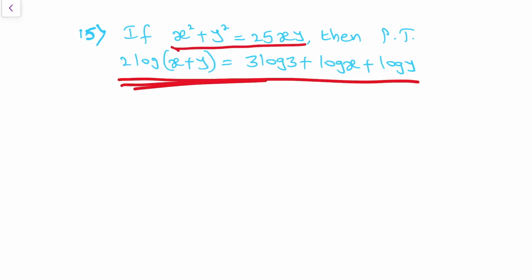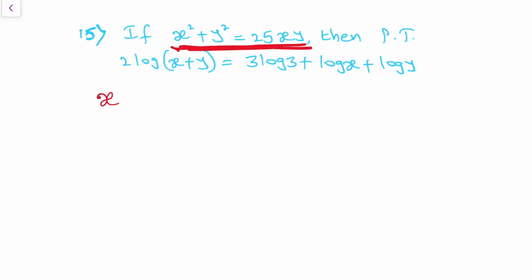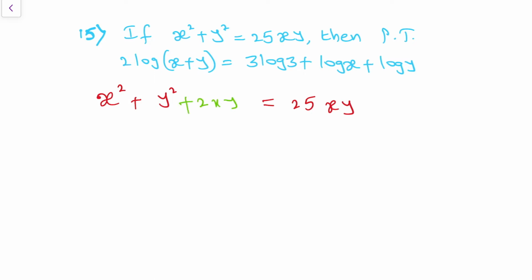Now in this second one, what they are asking to prove, everything is positive only. So I need to add 2xy for the condition. This is the condition actually: x square plus y square is equal to 25xy. Now I need to add 2xy on both sides. So plus 2xy here, and here also plus 2xy. X square plus y square plus 2xy is in the form of a square plus b square plus 2ab, so I can simplify that as x plus y whole square. That is equal to, on the right side, 25xy plus 2xy, which is 27xy.